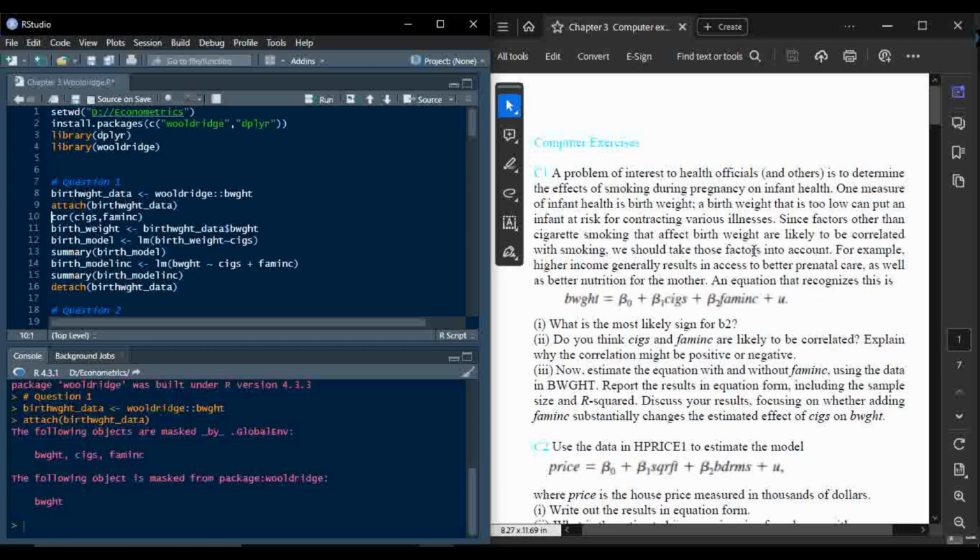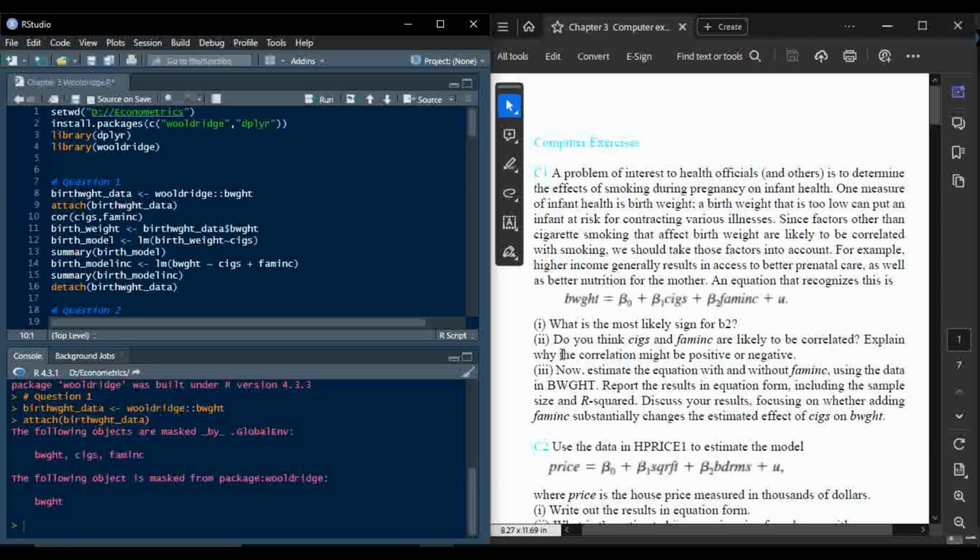In this question, infant health is measured by birth weight, cigs represents the number of cigarettes smoked by a pregnant mother, and faminc refers to family income. So what is the first question? What is the most likely sign for beta 2? Beta 2 here is the coefficient of family income. I think beta 2 must be greater than 0, because more income typically means better nutrition for the mother and better parental care. So if family income is more, then the birth weight of infants is likely to be more. Therefore beta 2 should be greater than 0.